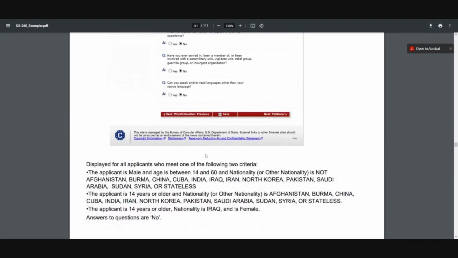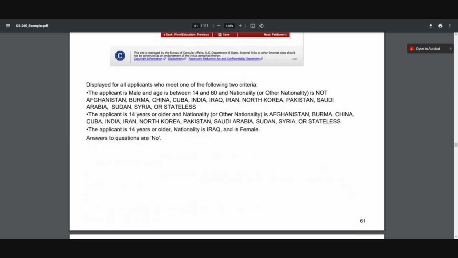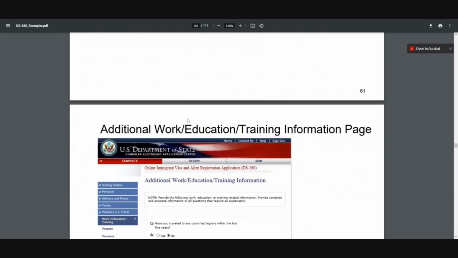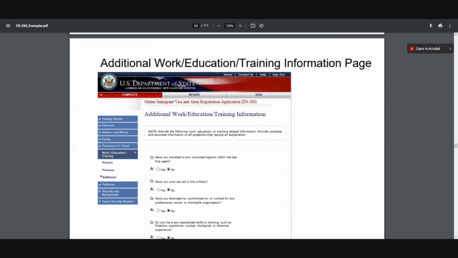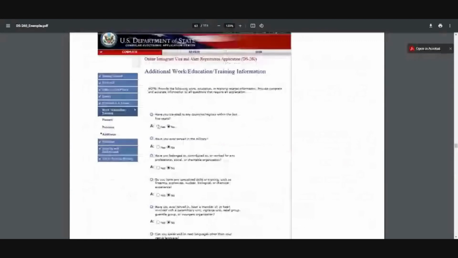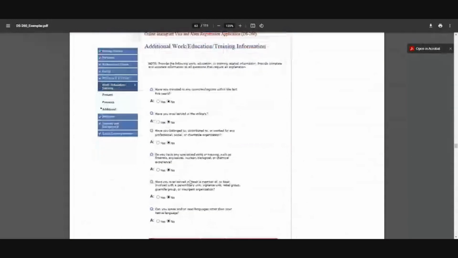If you can speak French, or German, or any other language, it's very helpful. It's called bilingual. Very, very important, and those people get jobs as interpreters. Even Mexicans, they get jobs as interpreters. So they'll ask you about travel, military. This is the same thing.